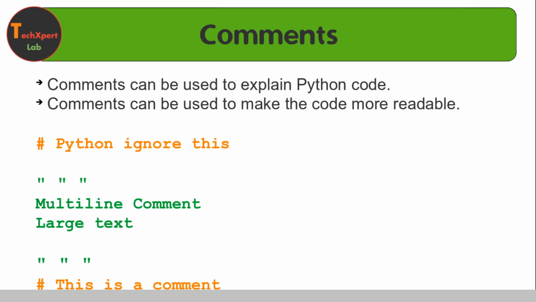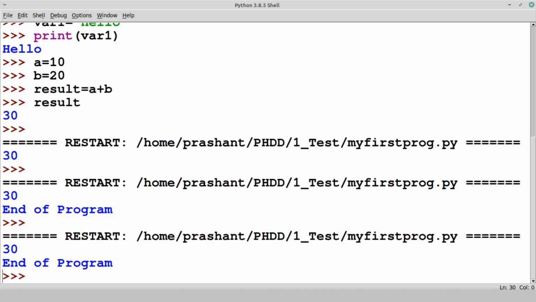The first way is the hash symbol. After this hash symbol, whatever we write is not going to execute. And if you want to create multi-line comments or a large text, then triple quotes are used. Whatever we write between the starting triple quotes and the ending triple quotes, those lines are comment lines. So let's see the example.